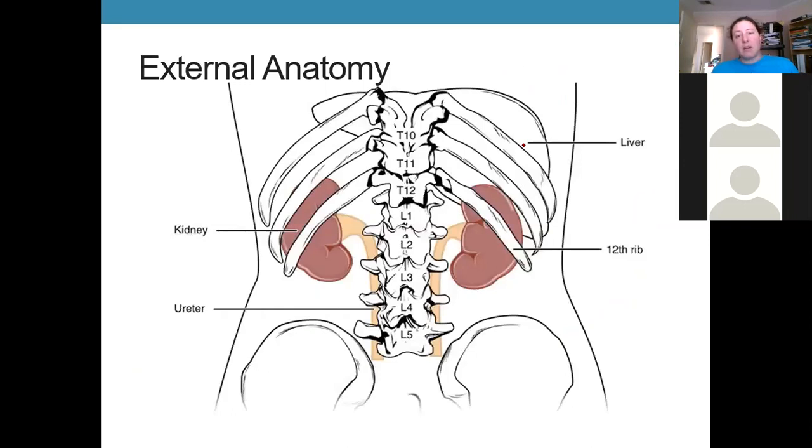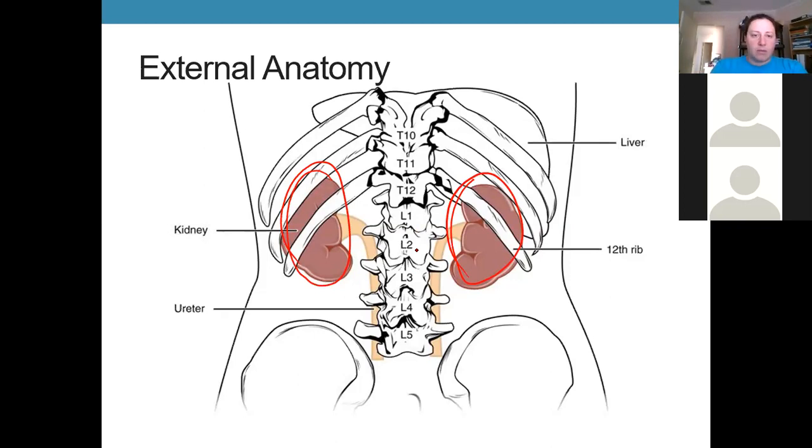They are located retroperitoneally within the abdominal space, but not the abdominal cavity. So we talked about that last time, right? They sit just against your last ribs. So your ribs partially protect them. Your vertebrae partially protect them. And you can kind of see where that is.